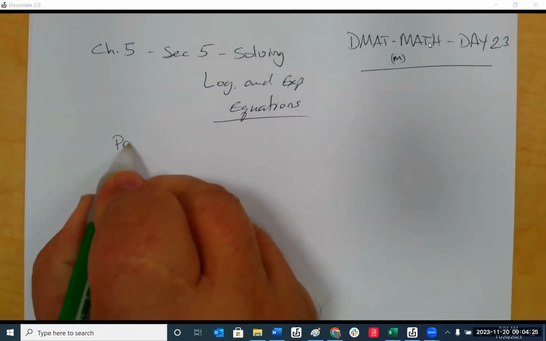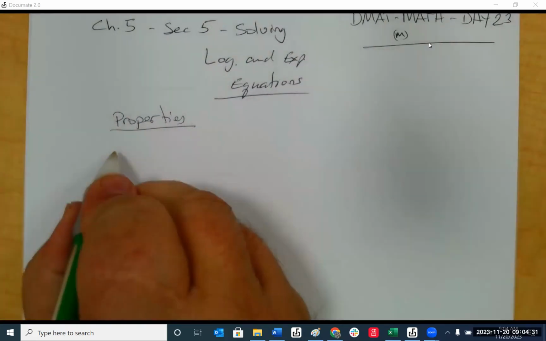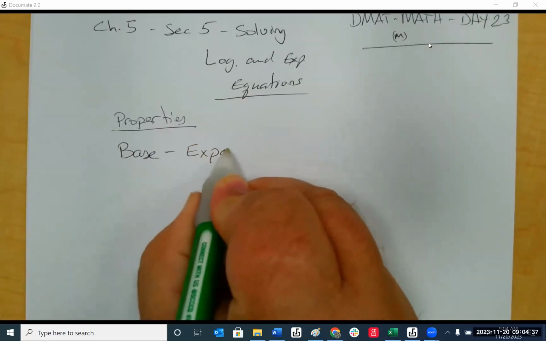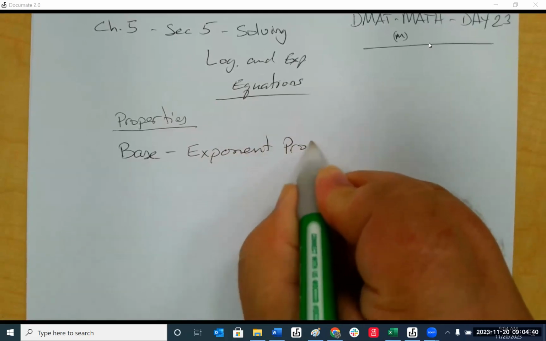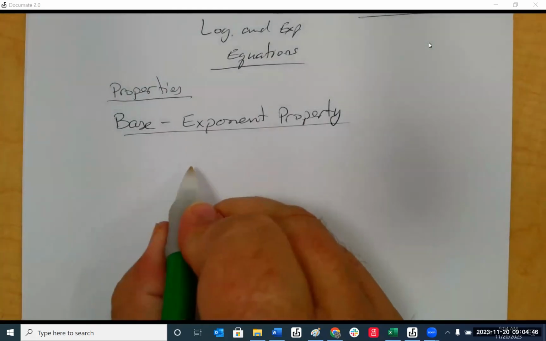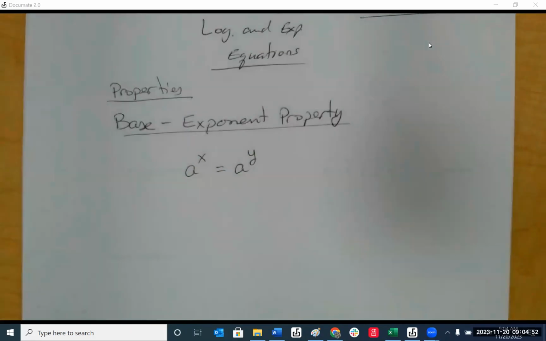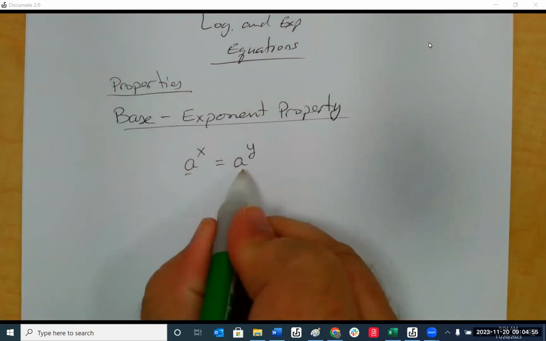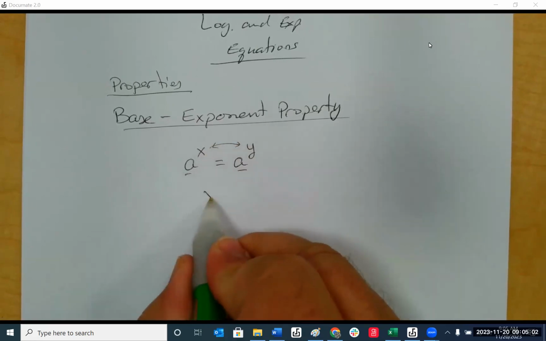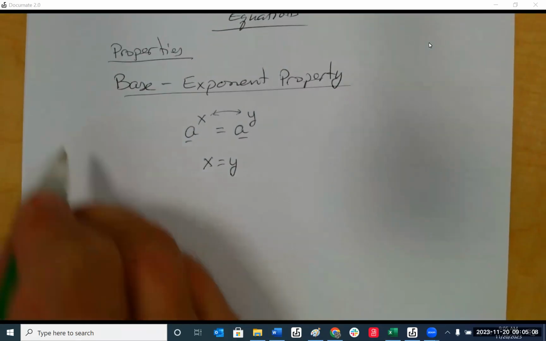Here's some properties. Whenever we solve these things, the base exponent property: if we have two numbers that have the same base and they're equal, the only way that can be is if the exponents are equal. That's one of them.